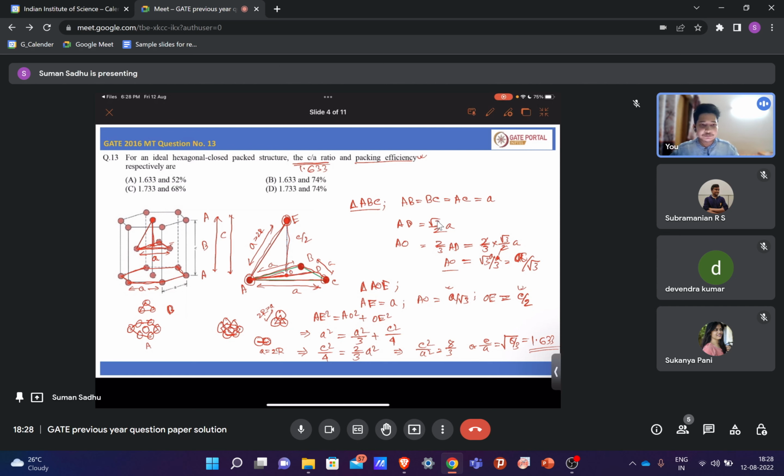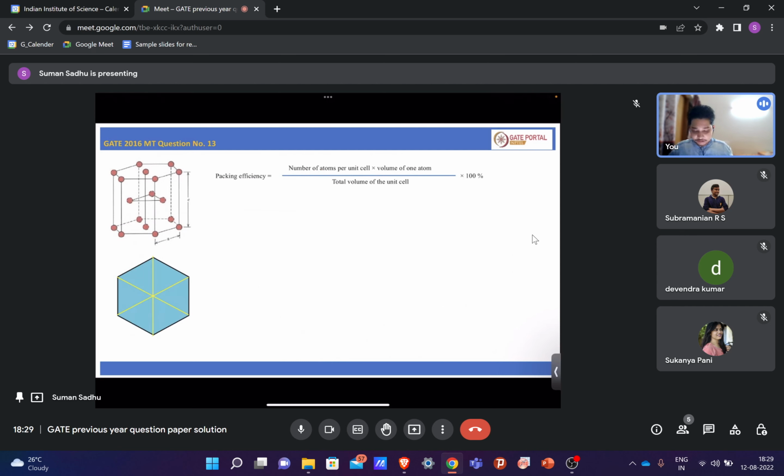So what is the packing efficiency? Can anyone unmute and answer? How do we define packing efficiency? The volume occupied by atoms divided by the total volume. Yes. So packing efficiency is basically the percentage of the space that is occupied by the atoms.